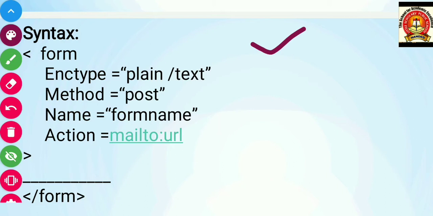The next is name equal to form name. This name specifies the name of the form, but remember this cannot be displayed on the form; you can just use it as a reference. Then next is action, mailto URL. Friends, this attribute is used to give the destination address to which the form is required to be submitted. Like you can write mailto and abc@gmail.com, which means the form is going to be mailed to the particular user whose email you provide, and here the form tag is closed.